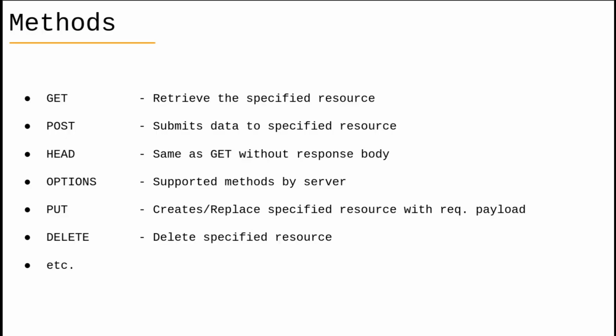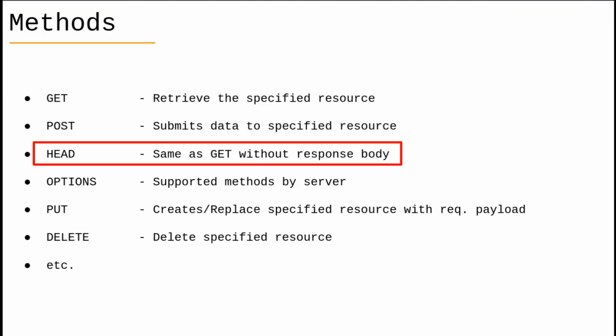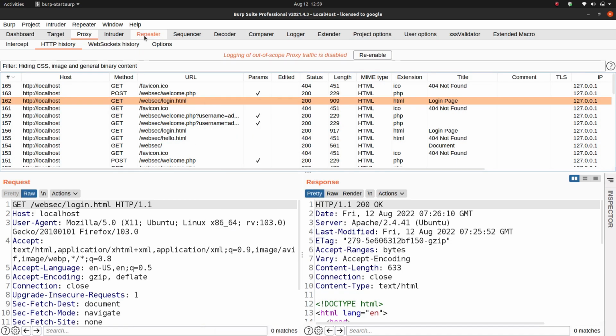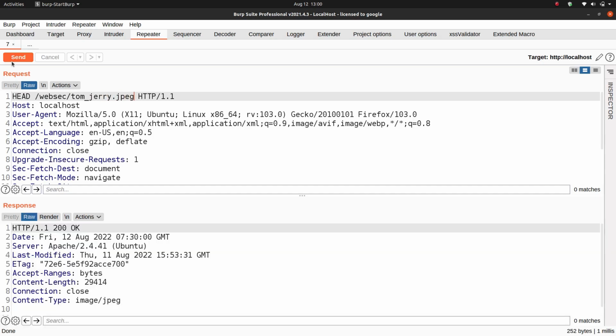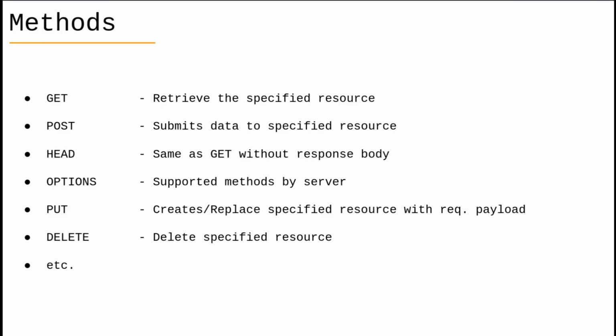Next we have the HEAD method. The HEAD method response is the same as the GET method but without the response body. It can be helpful when we need only some header information instead of the whole resource. For example, we can get the size of the resource before downloading it or simply check whether the resource exists or not.